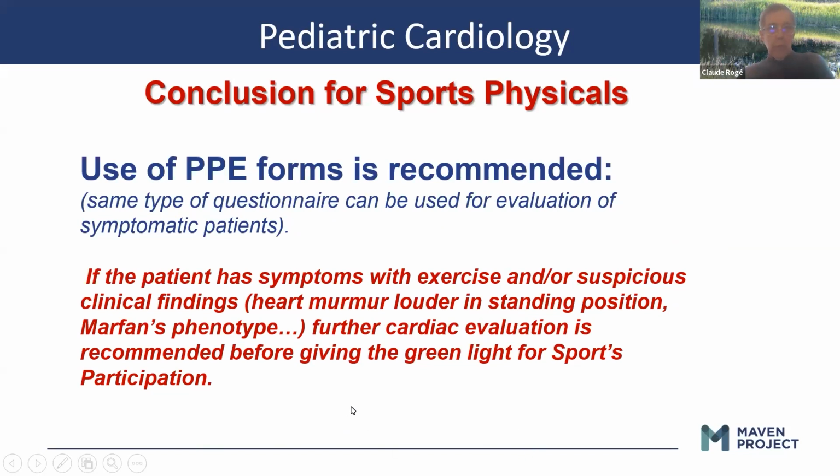Okay, so the use of the pre-participation evaluation form is recommended. And as I mentioned to you before, the same type of questionnaire can be used for evaluation of symptomatic patients. So again, the message here: if the patient has symptoms with exercise or suspicious clinical findings, like for instance heart murmur louder in standing position, or the Marfan phenotype, further cardiac evaluation is recommended before giving the green light for sports participation. So before I go to the next topic, any questions about this?